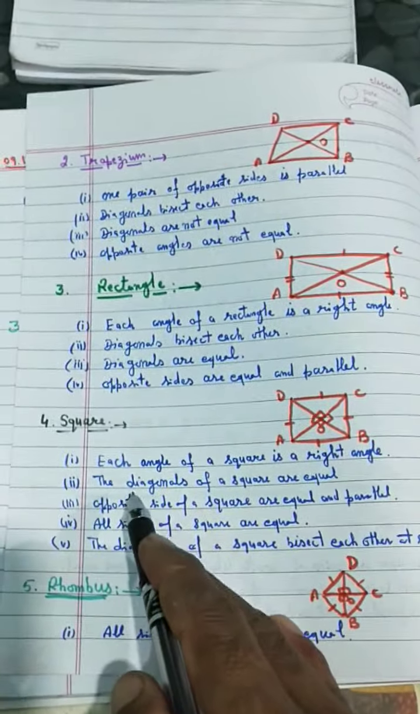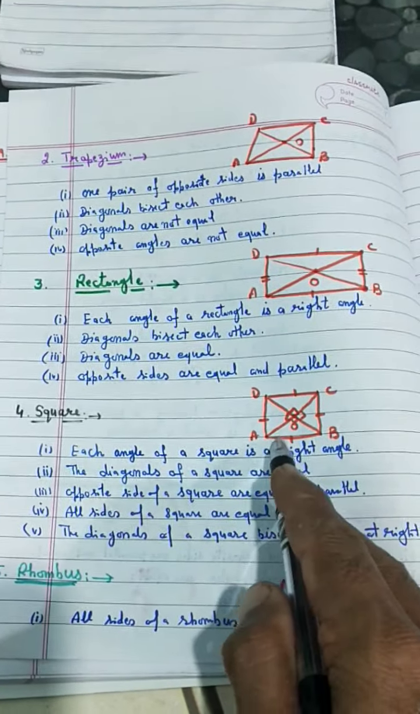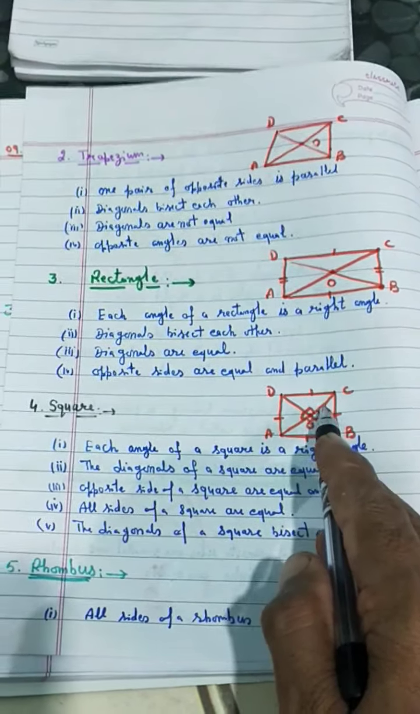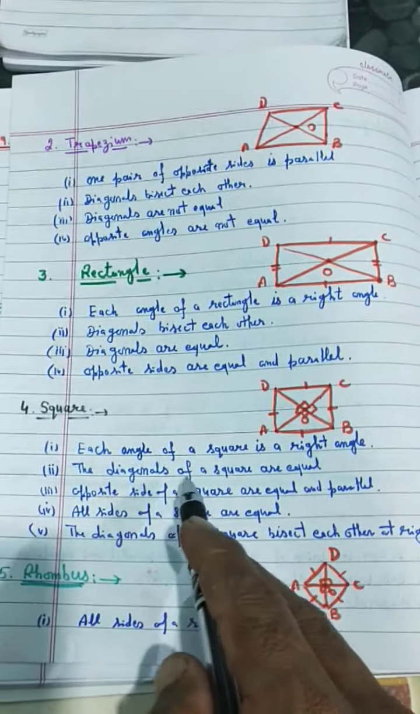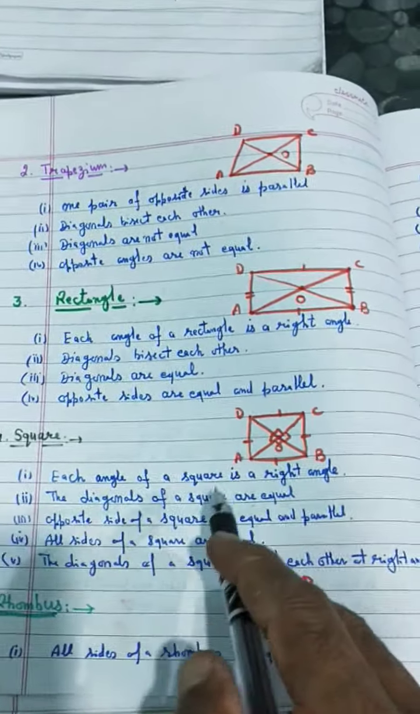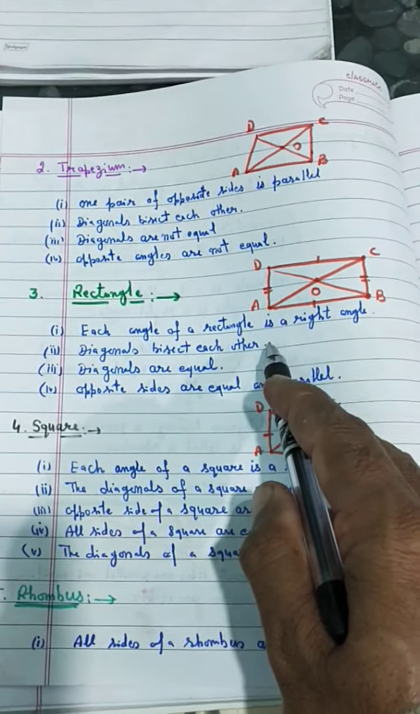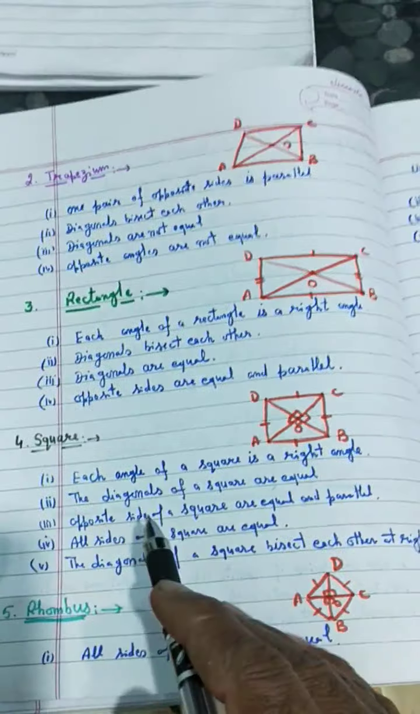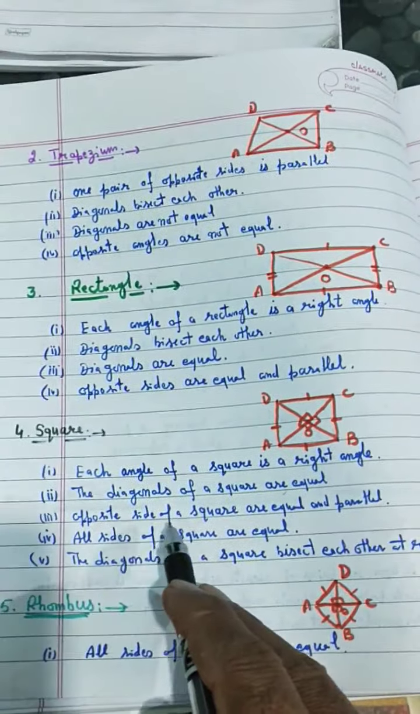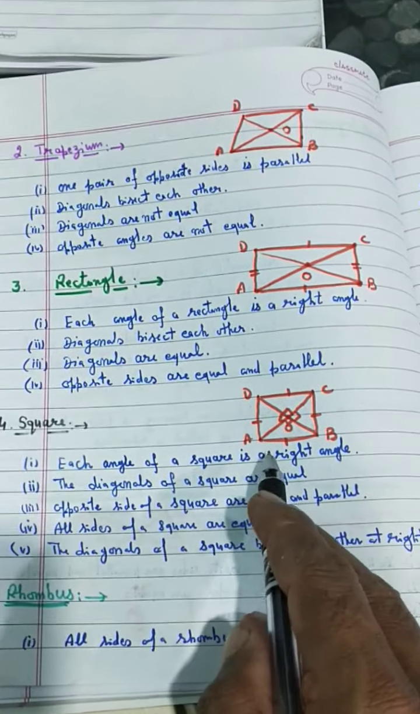Now next, square. Each angle of a square is a right angle. Angle A is equal to angle B is equal to angle C is equal to angle D is equal to 90. Diagonals of a square are equal. AC is equal to BD. Diagonals are equal only in case of square and rectangle, not other kinds of quadrilaterals. Opposite sides of a square are equal and parallel. All sides of a square are equal.